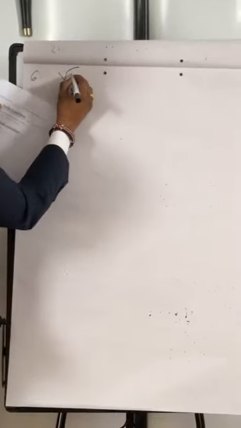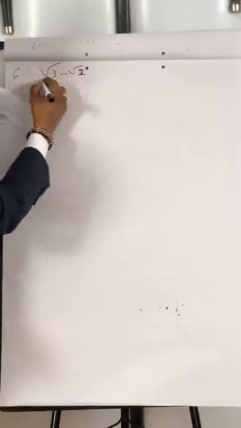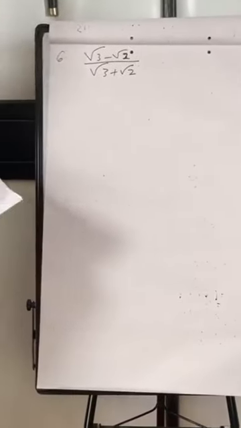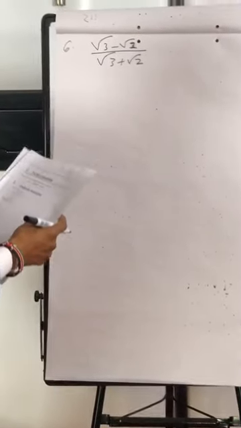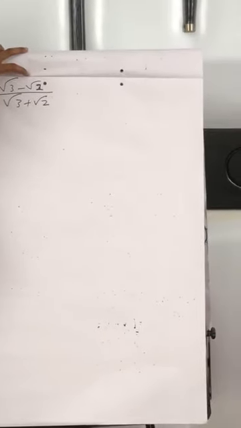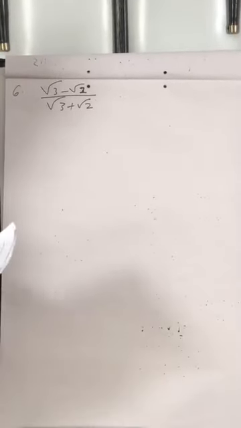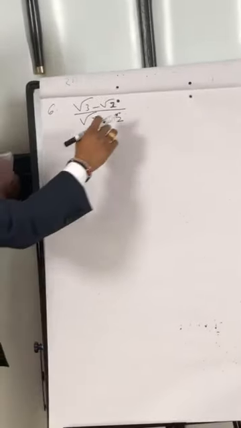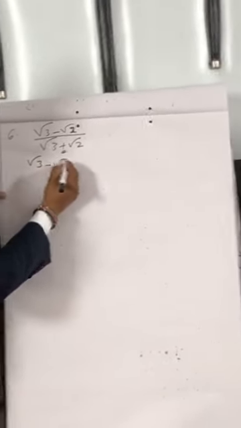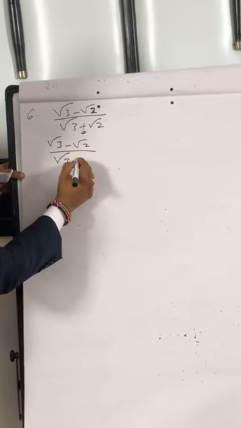Simplify the expression root 3 minus root 2 divided by root 3 plus root 2. When you are told to simplify this expression, do not panic. Just multiply the denominator by its conjugate. When you want to get a conjugate, you just change the sign. So here, root 3 minus root 2 divided by root 3 plus root 2.